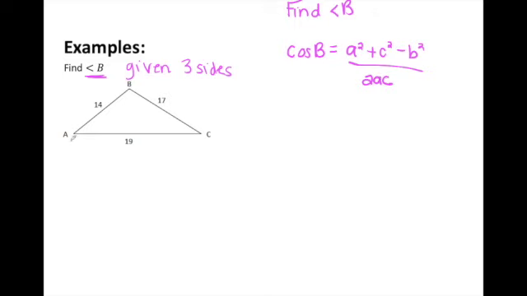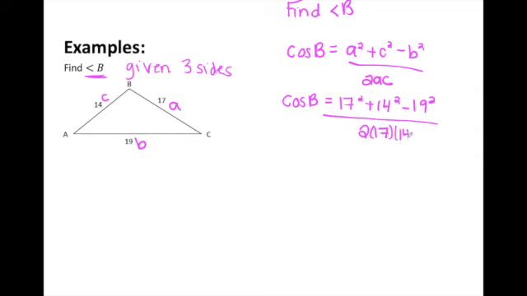What you're going to do is, again, label your triangle. Side A is that 17, side C is that 14, and side B is that 19, which makes it easier to fill into your formula here. We don't know our angle B, obviously, we are finding it, but we know all 3 of our sides. So side A is 17, you're going to square it, plus side C, which is 14, square it, and minus side B, which is 19, and you're going to square it. And you're going to do 2 times 17, which is your A, times 14, which is your C.